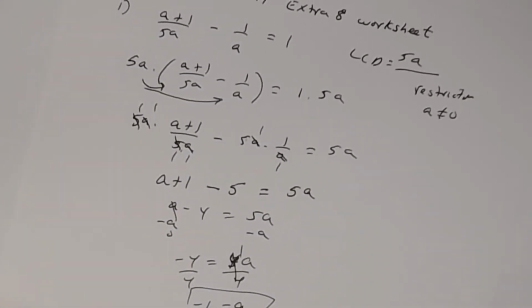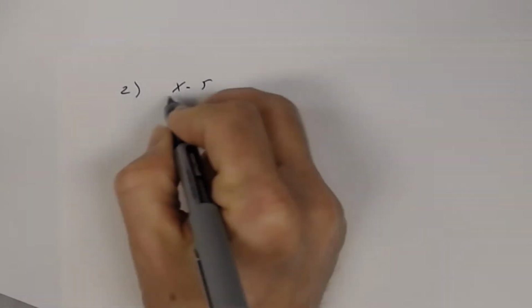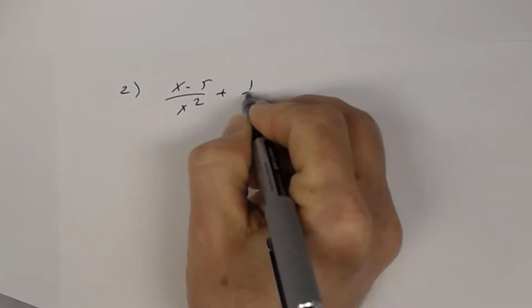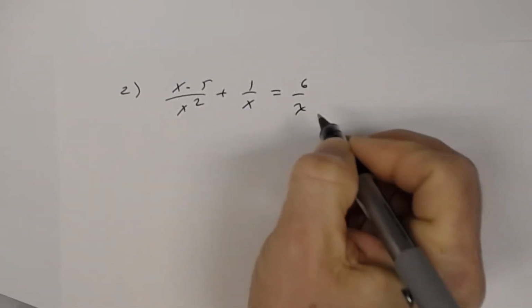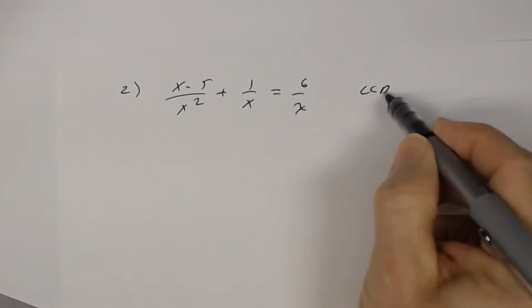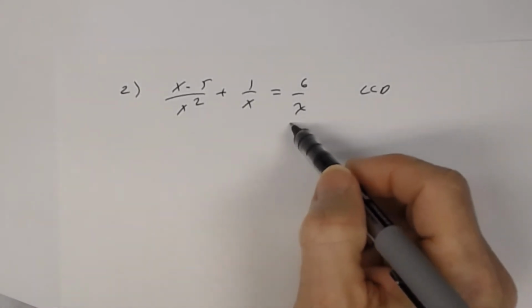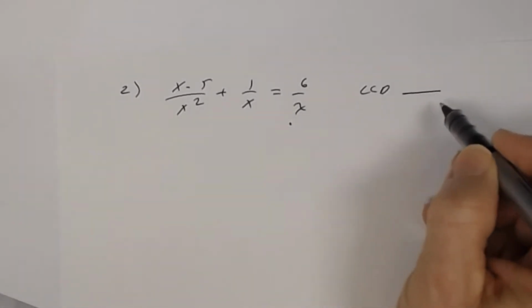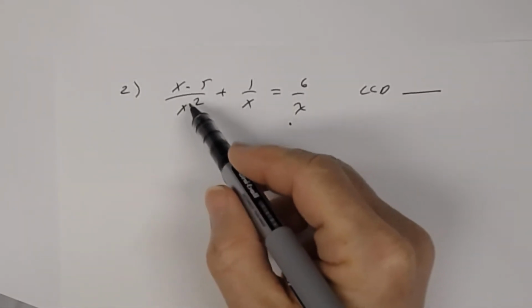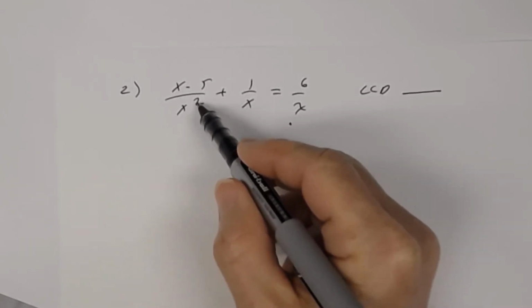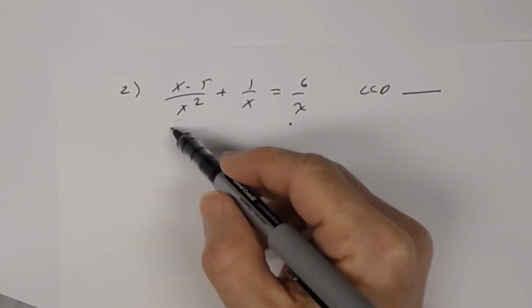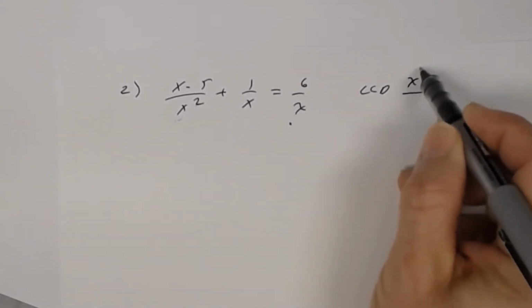So let's look at number 2. Number 2, we have this rational equation: x minus 5 divided by x squared plus 1 divided by x equals 6 divided by x. All right, and so you want to find the least common denominator. Now remember, these are monomial factors in the denominator, and so finding the least common denominator is an easy thing here. Notice that in this denominator there are 2 factors. See the exponent 2? There are 2 factors of x. So I need 2 factors of x in the LCD.